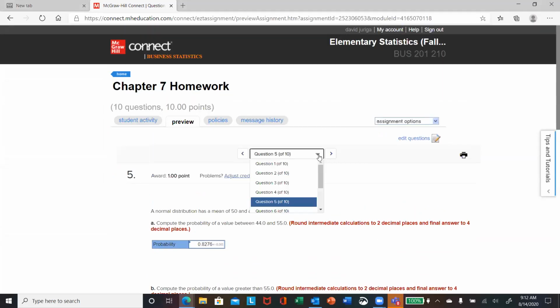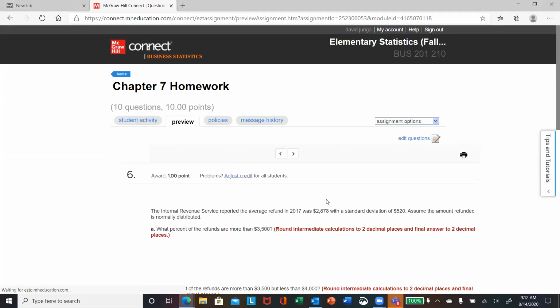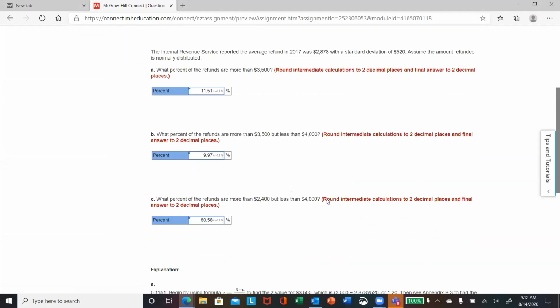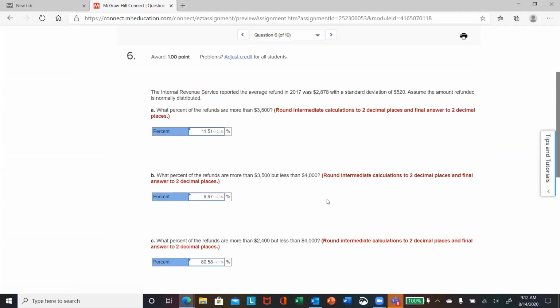All right, let's check out number 6. Again, we're using the table again, we're finding areas, percents, areas, and so forth. So on this particular problem, we've got average refund is 2878, standard deviation is 520, and then we have to find the different percents for these different thresholds. So again, I'll label this. The mean, or mu, is 2878, where sigma is 520.